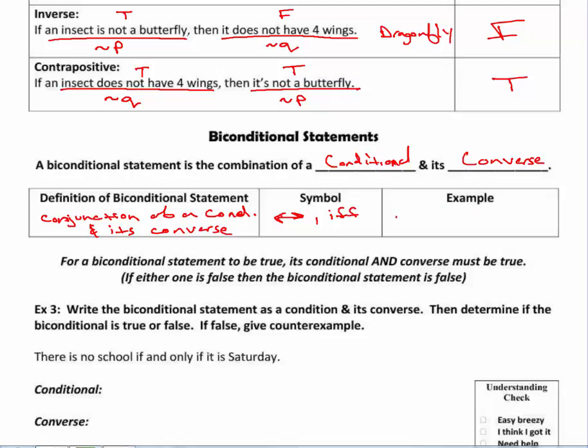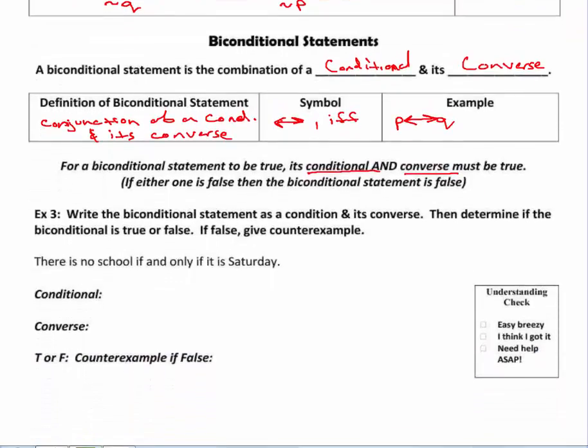An example, we would say if P, then Q, but we can also say if Q, then P. That's called a biconditional statement. For a biconditional statement to be true, its conditional and its converse must be true. So we're going to look at an example because it's a lot easier just to see an example than to talk about it. So write the biconditional statement as a conditional and its converse. Then determine if the biconditional is true or false. If false, give the counterexample.